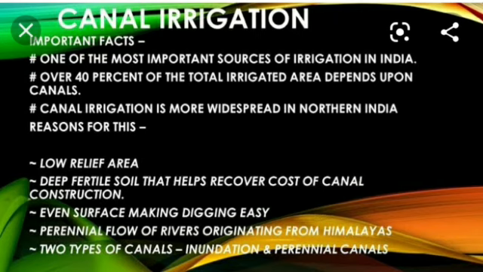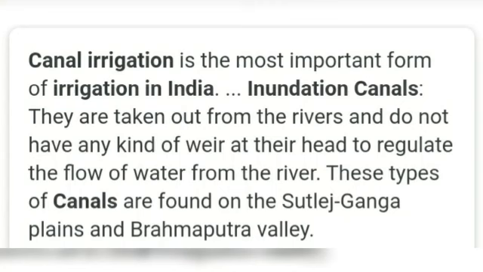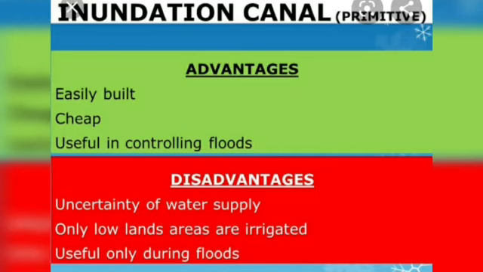Then there are two types of canals: inundation and perennial canals. Now, what are inundation canals? They are taken out from the rivers, but they do not have any barrages at their head to regulate the flow of the water. Only the excess water is taken out at the time of flood, and only low regions of the country benefit from it.